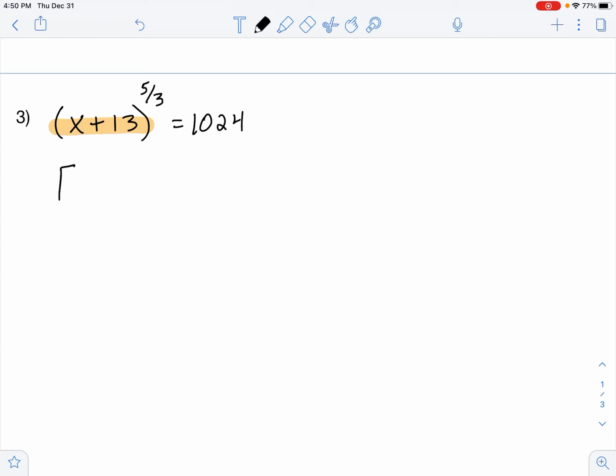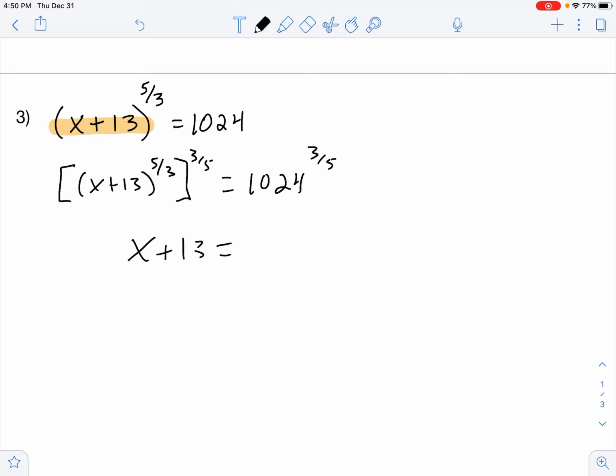So we can go ahead and raise both sides to the reciprocal power, which in this case will be 3/5. And then I do that to this side here. So that's going to give me what's left inside, x plus 13. I keep rewriting these problems wrong here, so let me fix that for you. So now you have 1,024 raised to the 3/5, and that is equal to 64.